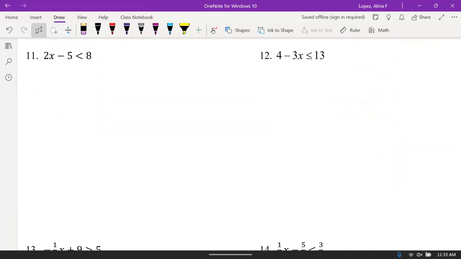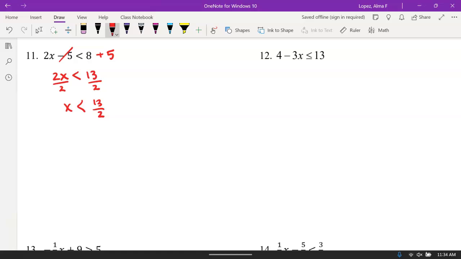Let's look at numbers 11 and 12. I'm going to start by getting the x all by itself on the left-hand side. This is just like solving those linear equations we were doing before. When I move the -5 over to the other side, it does become a +5. So now we have 2x is less than 8 plus 5, which is 13. After dividing both sides by 2, I get x, my symbol comes down, and 13 halves.